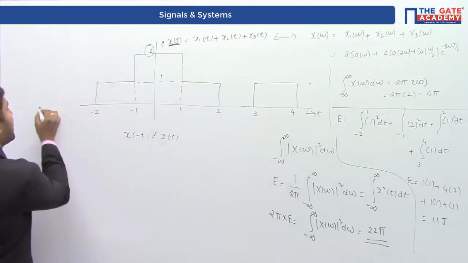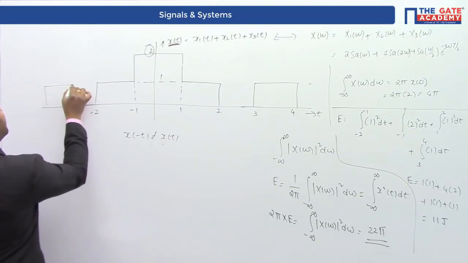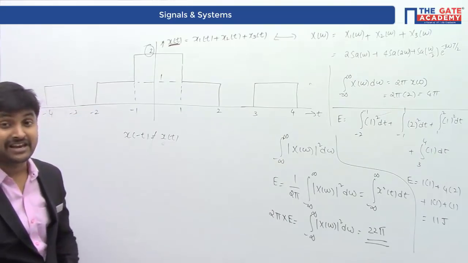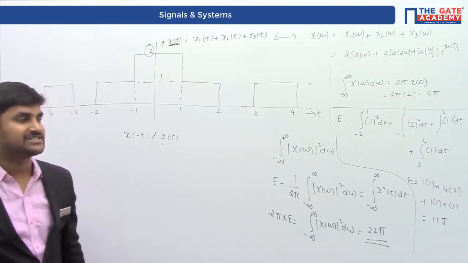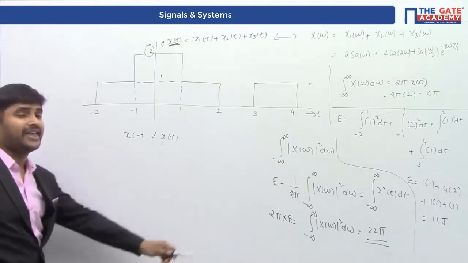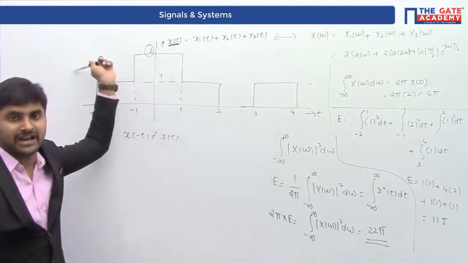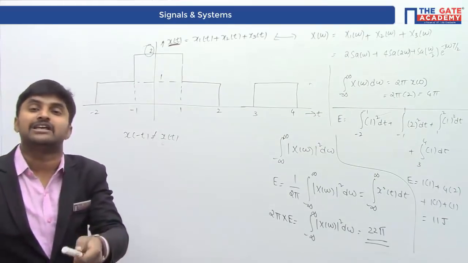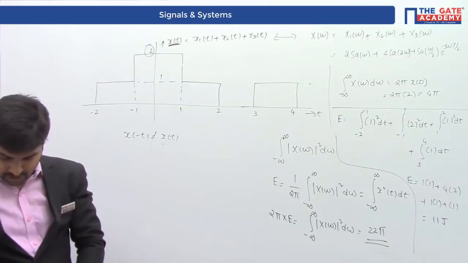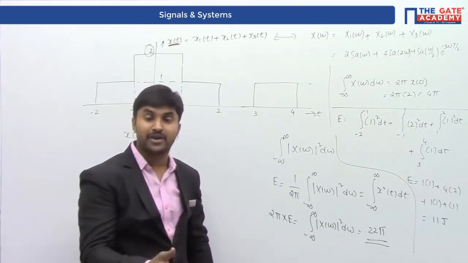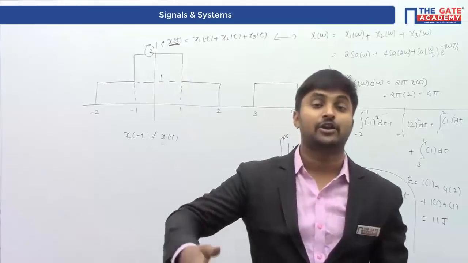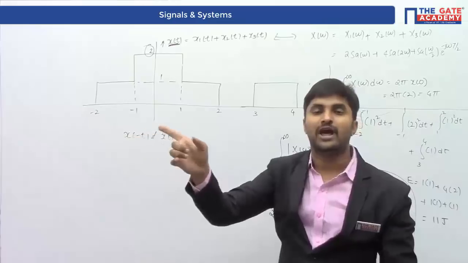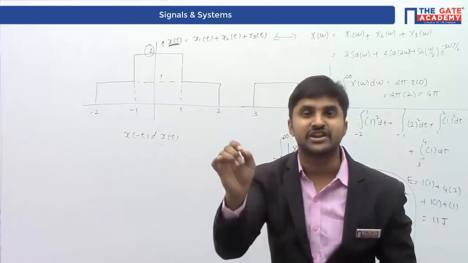Had it been that you had something like from -3 to -4, the same thing, then this would have been a real and even signal. But because you don't have any counterpart of 3 to 4 in the negative domain, this signal cannot be real and even, nor can it be real and odd. So the two options which can be eliminated are that x of omega cannot be real and even and x of omega cannot be imaginary and odd, because only when the signal is real and odd will you have x of omega imaginary and odd.